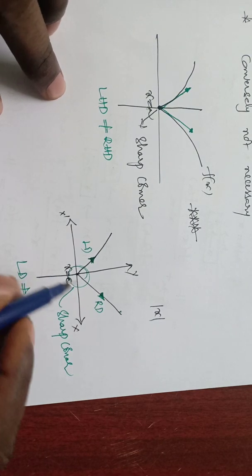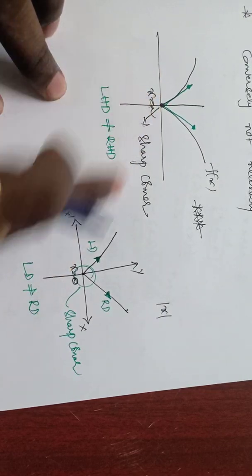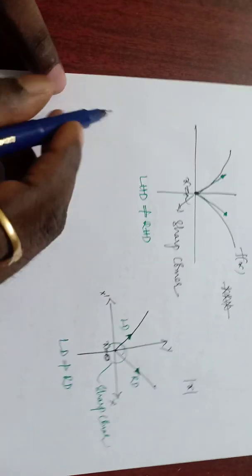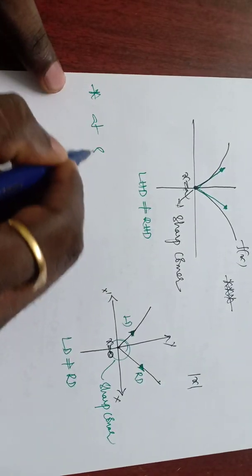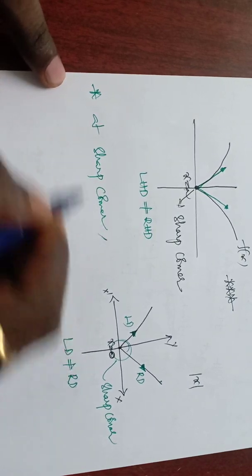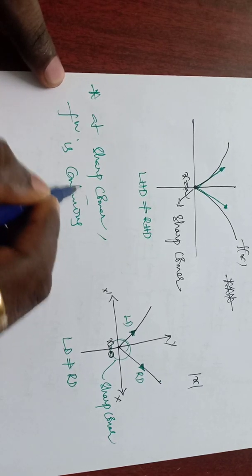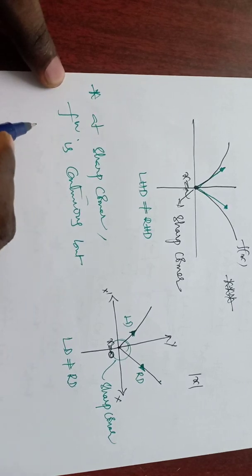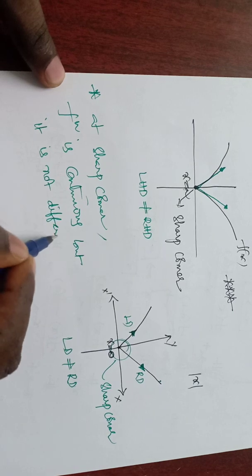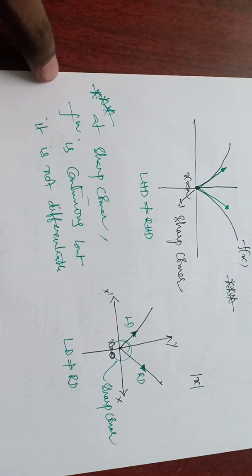So please be careful with the sharp corner. Why? Because at the sharp corners the function is continuous, but it is not differentiable. Please remember that. The function is continuous, but it is not differentiable. So this is a very important point to note.